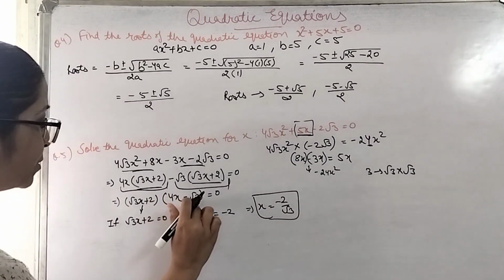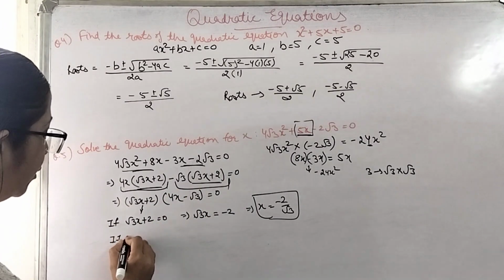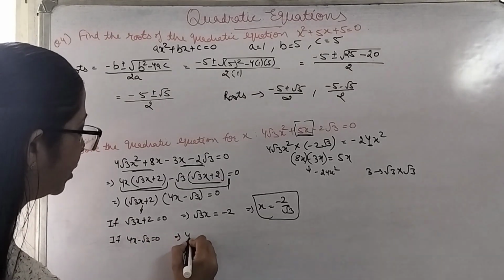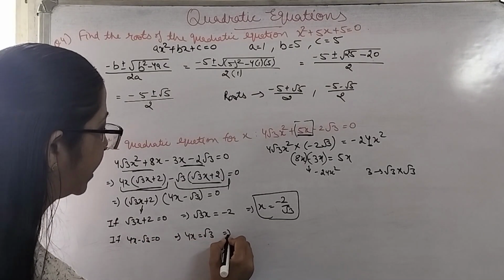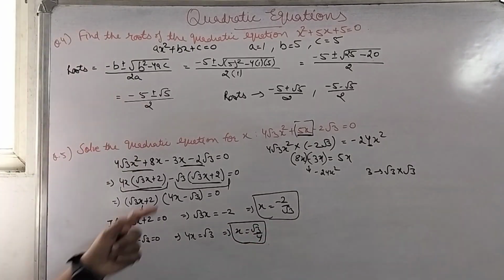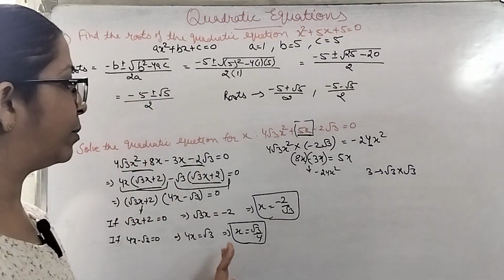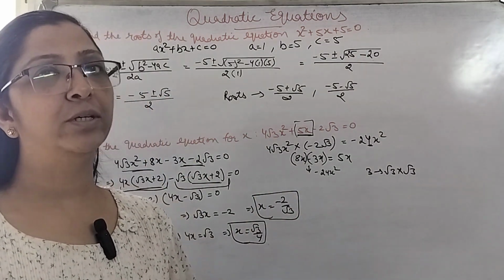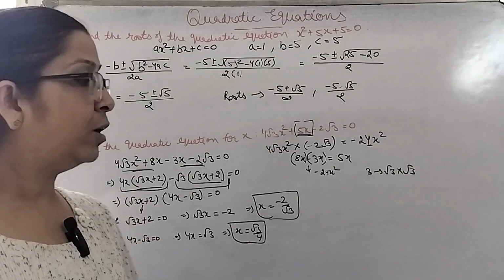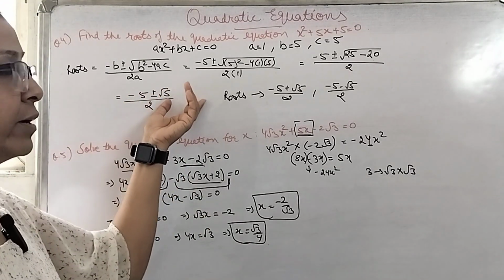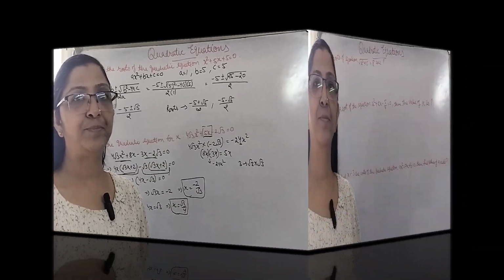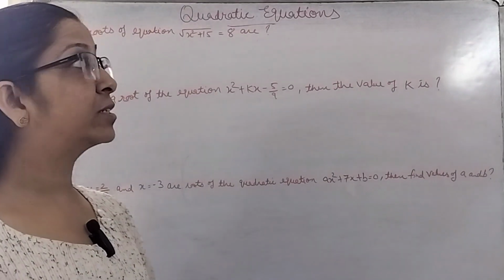If I take this bracket equivalent to 0, that means if 4x minus √3 is 0, in that case 4x will be √3 and x will be √3 by 4. This is another root of the quadratic equation. So this is how, by middle term splitting, we can find the roots of the quadratic equation. So these two are the methods for finding roots of the quadratic equation. Hope it is clear to you how to find the roots by the quadratic formula and by middle term splitting. Now let's see the next questions.